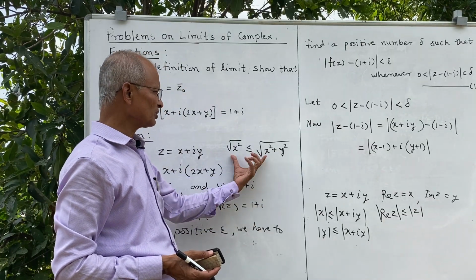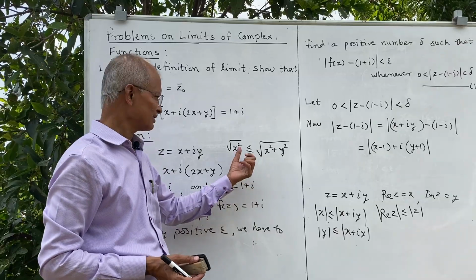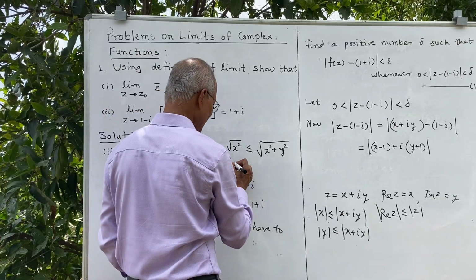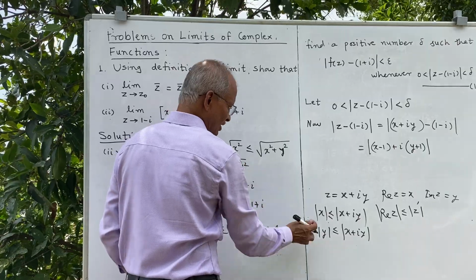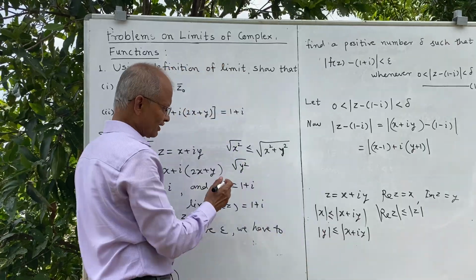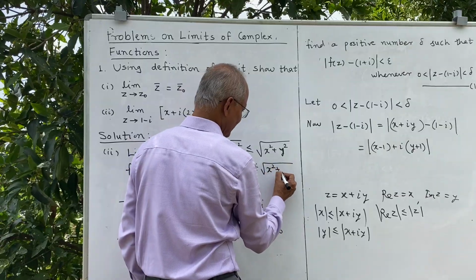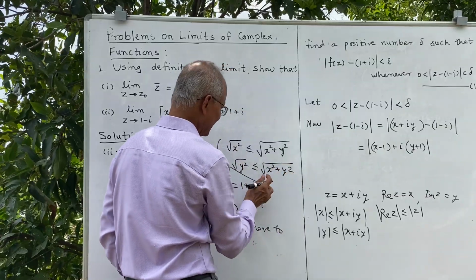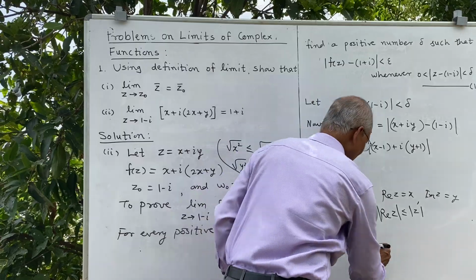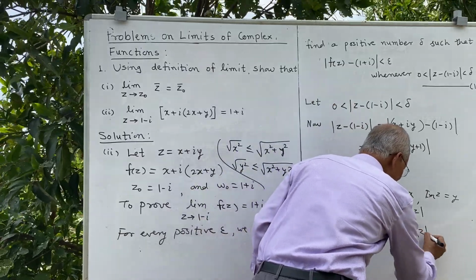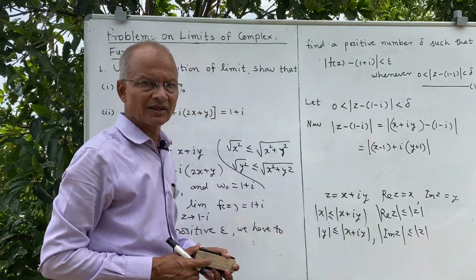If y is 0, then the two will be equal, otherwise this value is less than the right side value. Similarly, what is mod y? It is under root of y square, and that is less than or equal to under root of x square plus y square. That means this result follows: the absolute value of imaginary z is less than or equal to the absolute value of z.